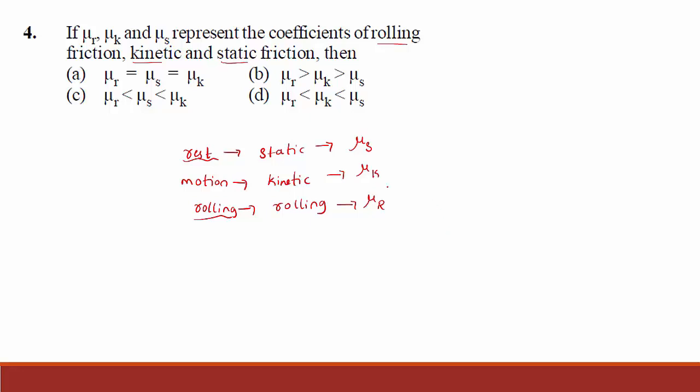When the object is rolling, friction is very less. So here we can say that mu s is greater than mu k and also greater than rolling friction mu r. Now you can observe the options, which is the suitable equation, or we can write this equation as mu r is less than mu k is less than mu s. So option D is correct.